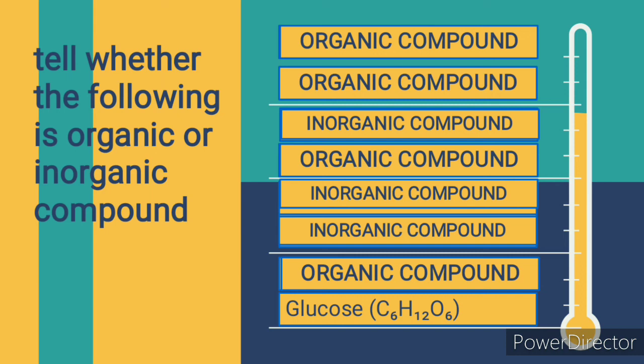And actually, this is one of the hydrocarbons. And lastly, we have glucose. C6H12O6, or 6 carbon atoms, 12 hydrogen atoms, and 6 oxygen atoms. What is this? Very good. This is still an organic compound because it has a bond of carbon, hydrogen, and oxygen.